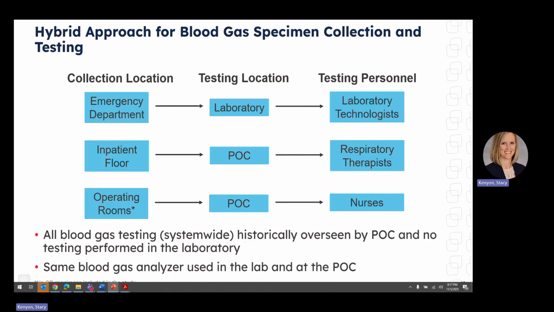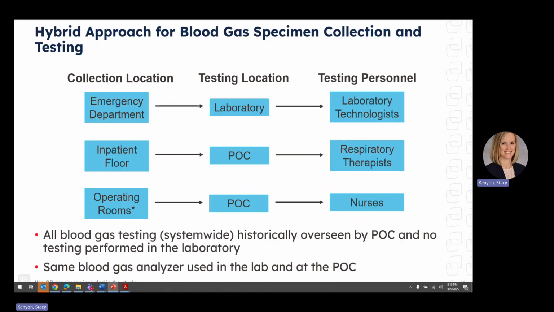And actually all blood gas testing is overseen by point of care. So I'm hoping what I'm illustrating with this slide is that blood gas specimens are collected by many different individuals with different levels of training. They're also tested in multiple different settings by different types of operators. I also hope I'm illustrating that this approach ultimately is lacking centralized oversight.